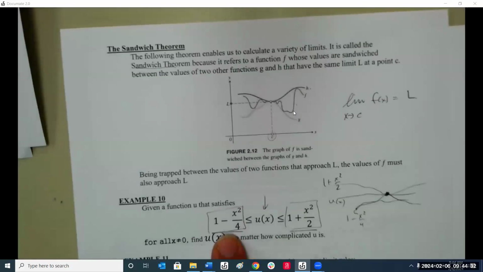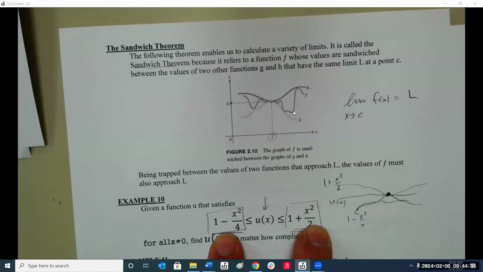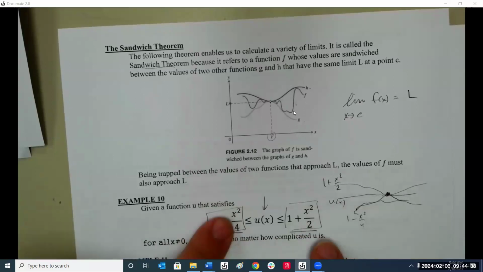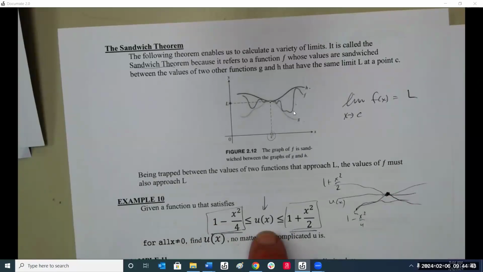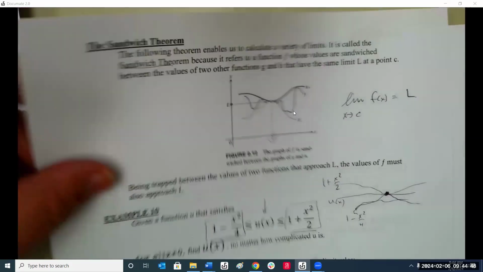Example 10 was, yeah, because what it says is we don't know what u of x is in number 10. But we do know what 1 minus x squared over 4 and 1 plus x squared over 2 are. We know that minus x squared over 4 is smaller than plus x squared over 2, so this one is smaller than that one. That has to be a condition. So since this one's smaller than this one, and they both equal the same value at a certain point, we put that one between them.